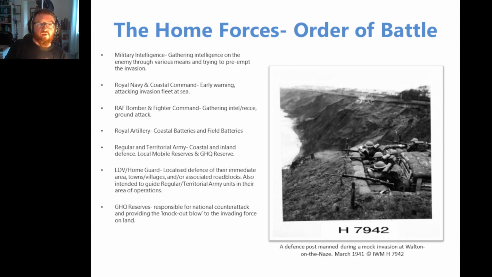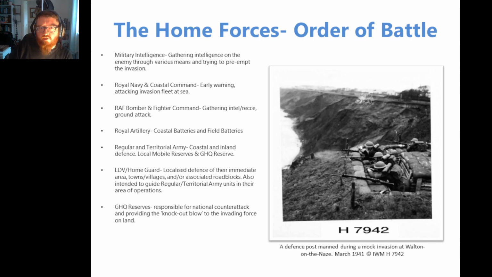And the idea behind these was that they would deploy once the invasion force had started pushing inland and slowed down and essentially halted. As the enemy moved inland, they would be hindered severely by the regulars and territorial armies and the mobile reserves attached to them, and in other cases the Home Guard as well. And eventually the idea was that the invading force would stall, they'd lose momentum and halt. And at this point, a key point, the GHQ Reserve would be deployed to provide the knockout blow to the invading force and wipe them out.